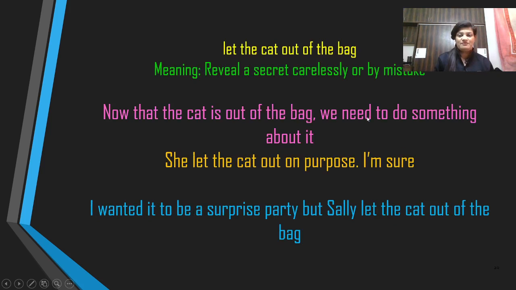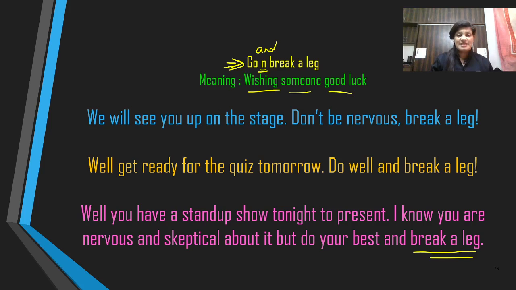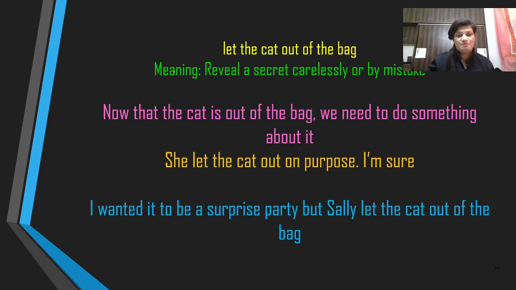Next, we have, okay, yeah, let the cat out of the bag. The next one that we have is let the cat out of the bag, which means reveal a secret carelessly or by mistake. It could have been on purpose, or because you were careless, or it could have been a slip of your tongue as well. So, how can you use that in your statement? Well, this is how. Now that the cat is out of the bag, we need to do something about it.